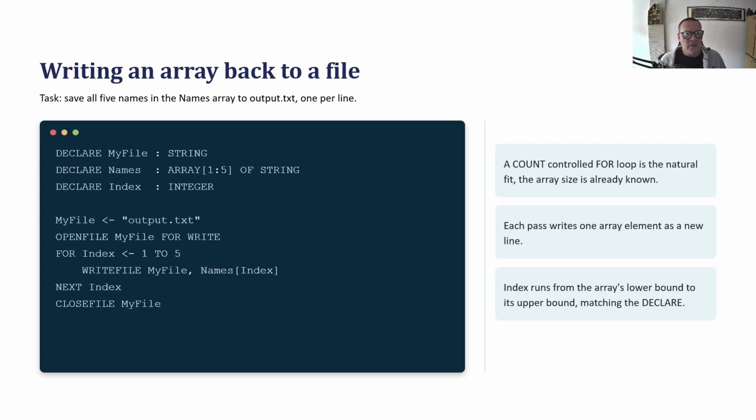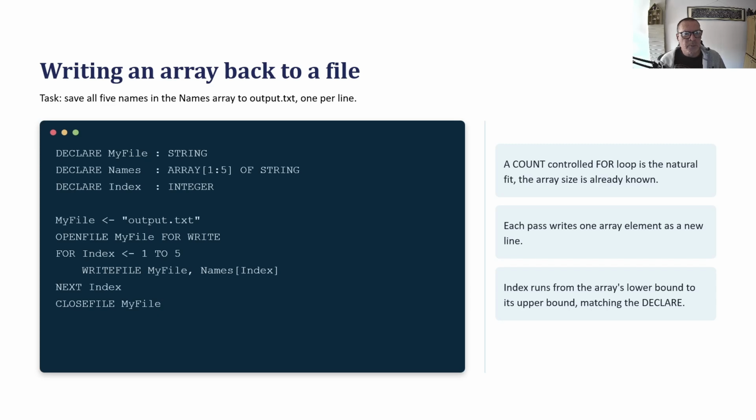So writing an array out to a file is also very common. What we normally do is read a file into an array, process it somehow, and then write it back to a file. So for example, we might read it in to an array, sort the array, and then write the sorted array back into the file.